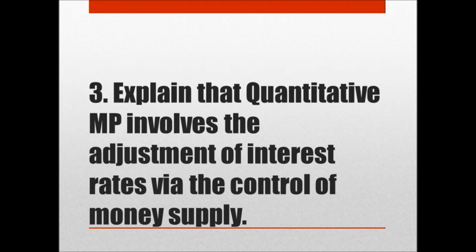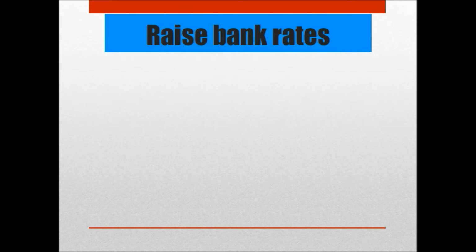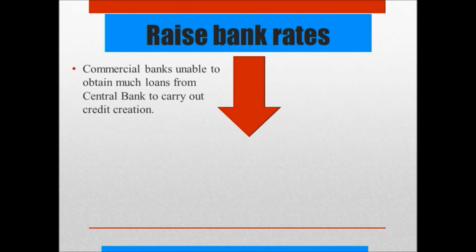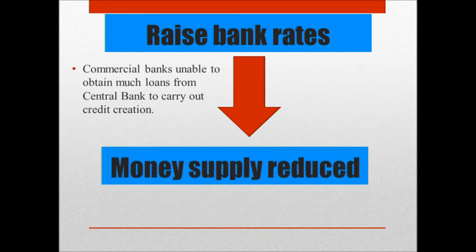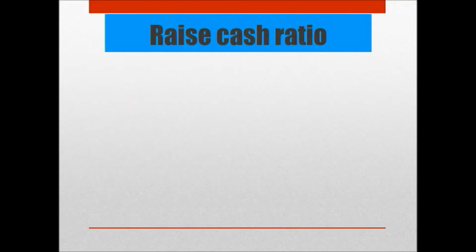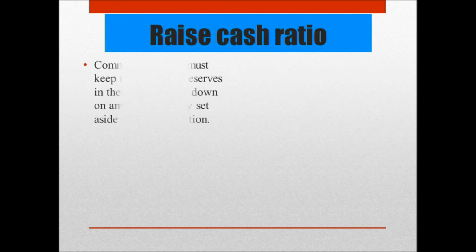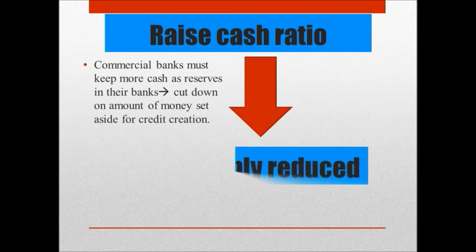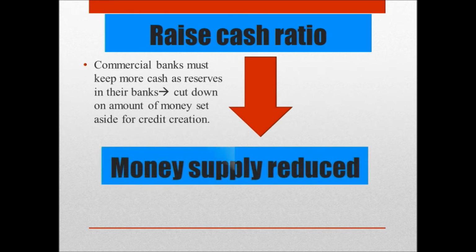Quantitative MP adjusts the interest rates by controlling the amount of money supplied in the market. Firstly, by raising the bank rate, commercial banks are unable to obtain as many loans from the central bank to carry out credit creation. Secondly, by raising the cash ratio, commercial banks must keep more cash as reserves in their banks, and thus they have to cut down on the amount of money set aside for credit creation.